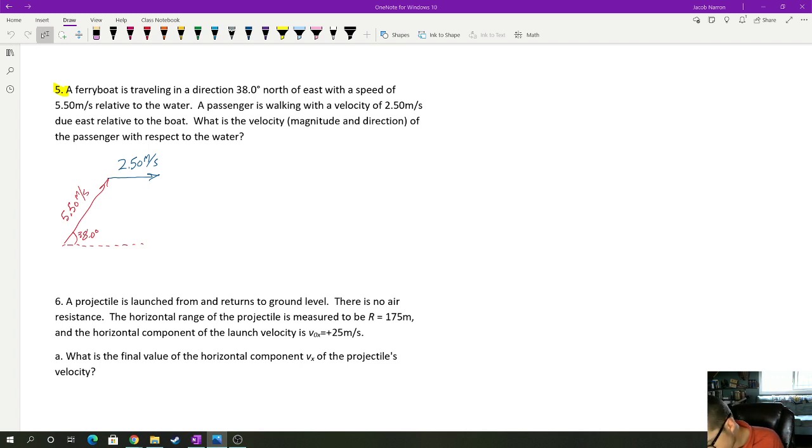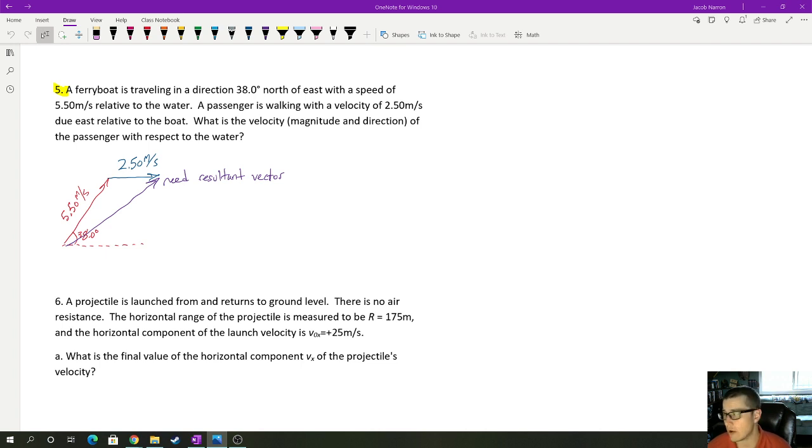Okay, so we're good. What is the velocity of the passenger with respect to the water? Guys, it's the same problem as before. We are going to try and find the resultant vector here. I'm going to write right here, we need the resultant vector because we have the passenger relative to the boat and we have the boat relative to the water. But if we find the whole resultant vector, that'll give us the speed of just the passenger relative to the water. Okay, guys, same thing as before.